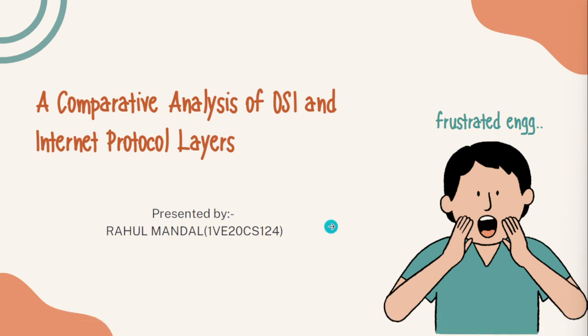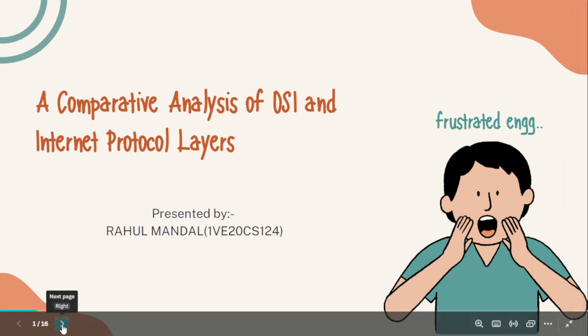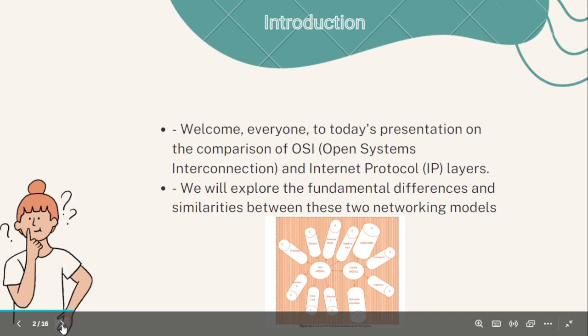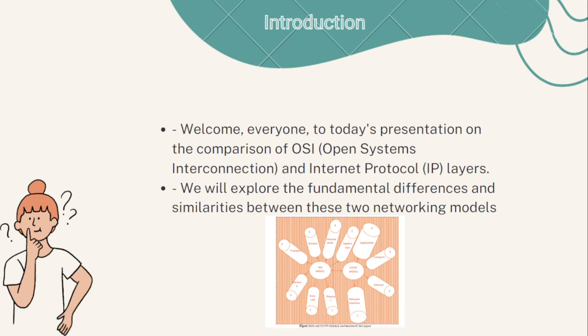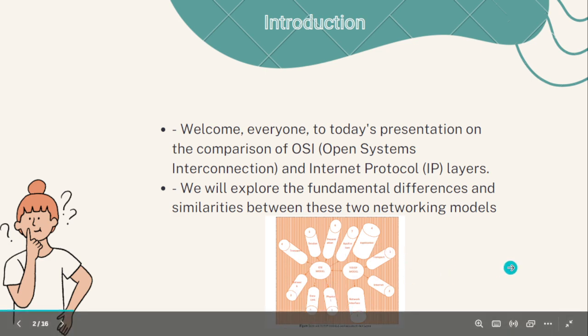In this video lecture, we are going to do a comparative analysis of OSI and Internet Protocol layers. So first, let's talk about the introduction. In this presentation, we will do a comparison of the OSI, that is Open System Interconnections, and the Internet Protocol layers. We will explore the fundamental differences and similarities between these two networking models. And here you can see the diagram of how they are related.